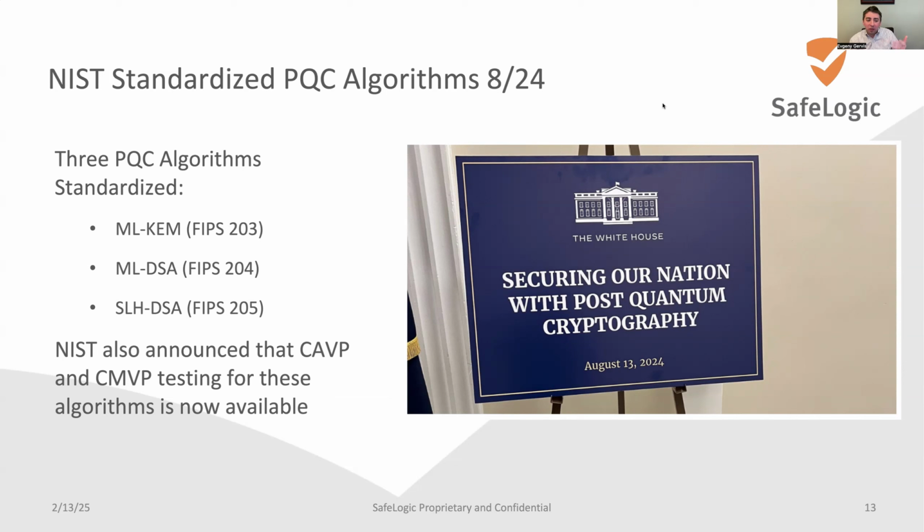Indeed, the three standards got announced. So ML-KEM, which is a key encapsulation mechanism, is for sharing key material between parties that don't have any pre-existing trust between them. And then ML-DSA and SLH-DSA are the two digital signature algorithms. So it was a pretty big deal.